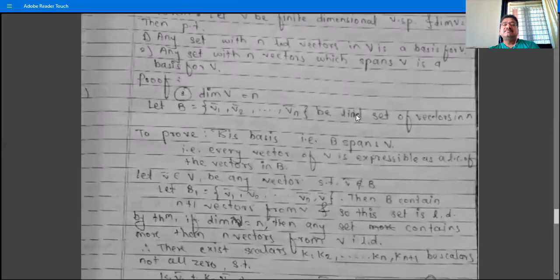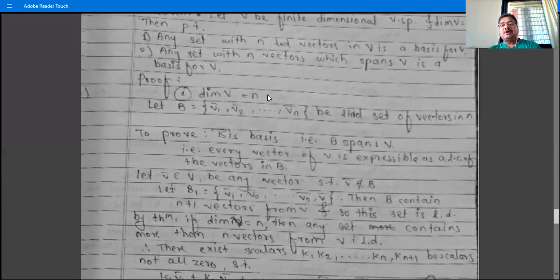So the proof of the first part. Suppose the dimension of V is n, and let B = {v1, v2, ..., vn} be a linearly independent set of n vectors in V. So we take a set that contains n vectors and is linearly independent from a vector space V. This set contains n vectors. Now we have to show this is a basis for V.